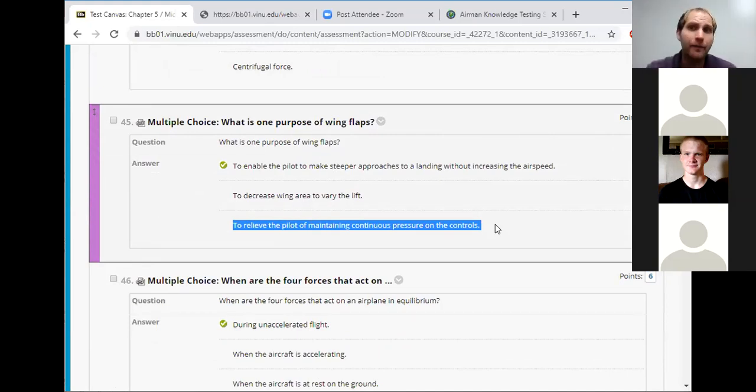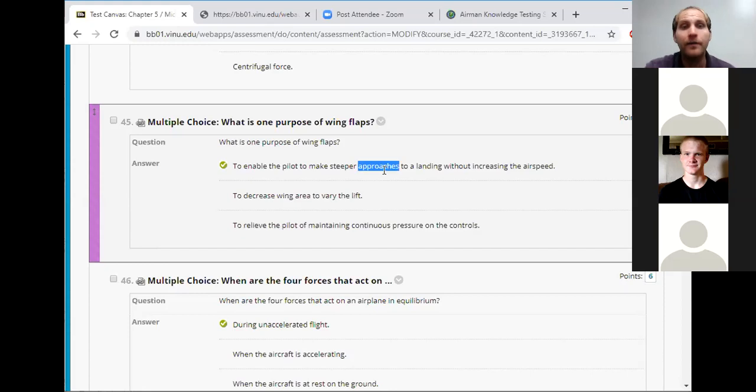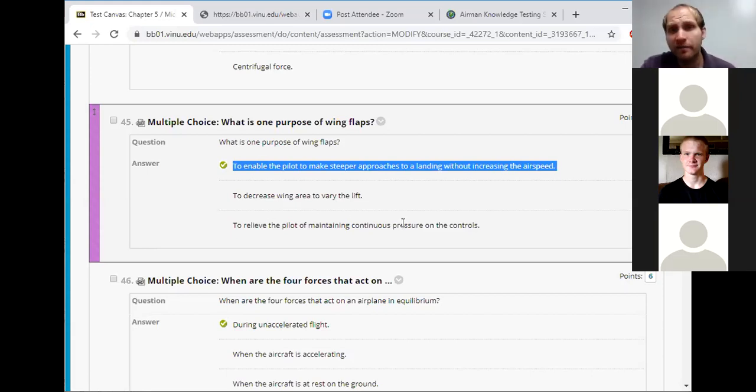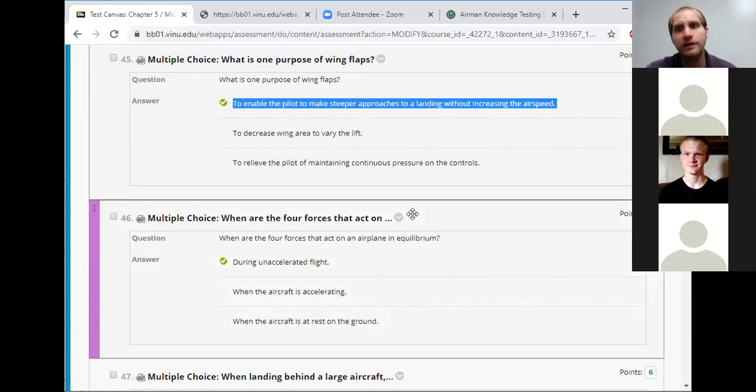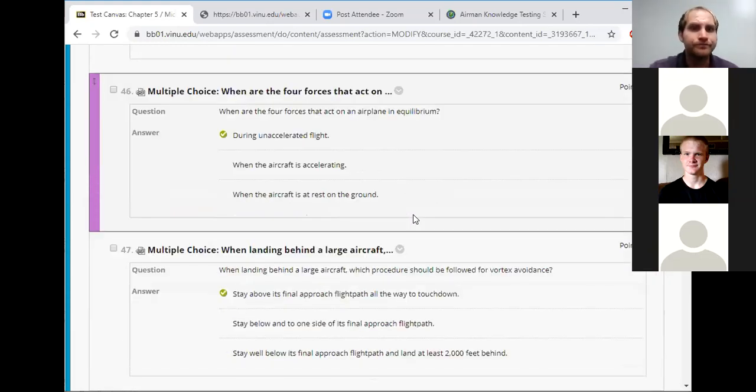That answer choice more corresponds with trim, T-R-I-M. That would be the function of trim. Trim would help relieve the pilot of having to hold force. So the better answer choice here, steeper approaches without excessive airspeed. That's the main purpose of flaps. Answer choice B looks bad. It says decrease the wing area. When you extend the flaps, you are increasing the wing area. Answer choice A, steeper approach to landing without excessive airspeed.